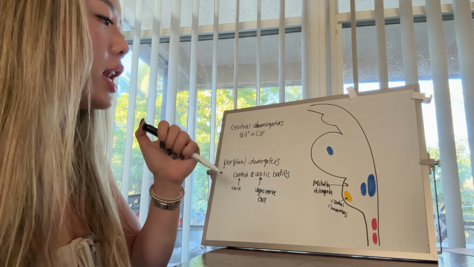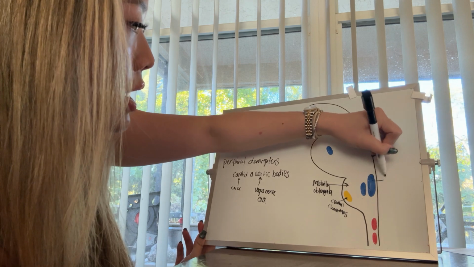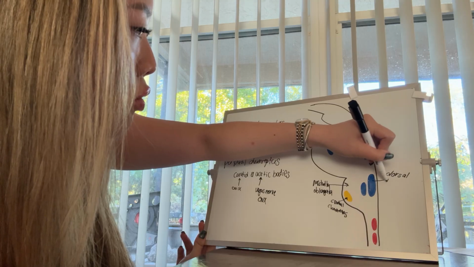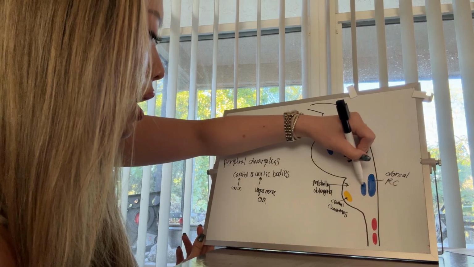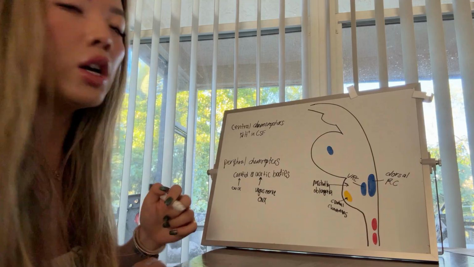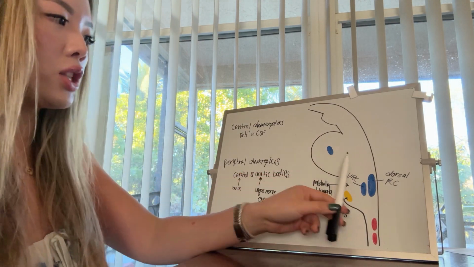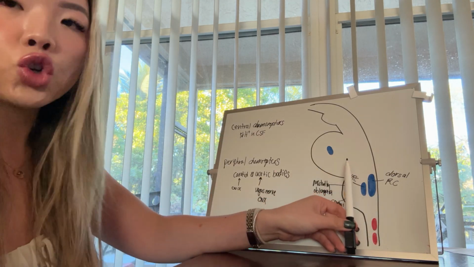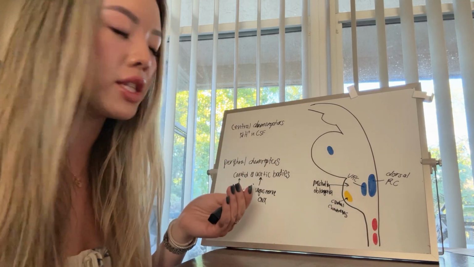In here, we also have two different respiratory centers. This one is known as the dorsal respiratory center, and this one is called the ventral respiratory center. As we know, it's called the dorsal respiratory center because it is located on the dorsal side of the anatomical body, and the ventral is located near the front of the anatomical body.